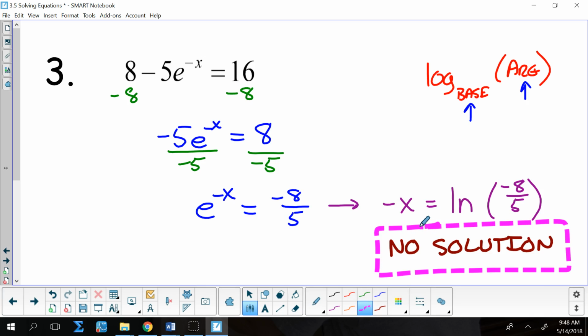The base has to be positive. The argument has to be positive. Your exponent can be negative because then we just have reciprocals. I can have 2 to the negative 3rd power, that's 1/8. But I can't have 2 to the x power equals negative 8. I can't take a positive number and somehow get a negative result. So that's a no solution case.